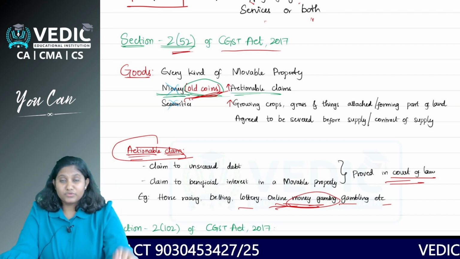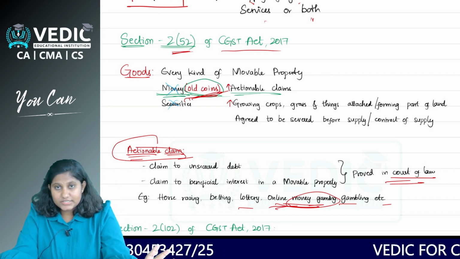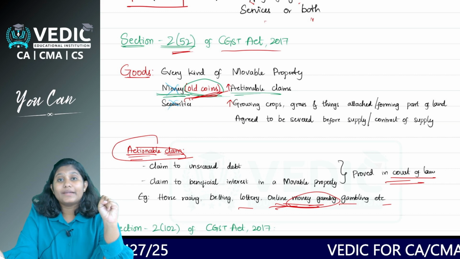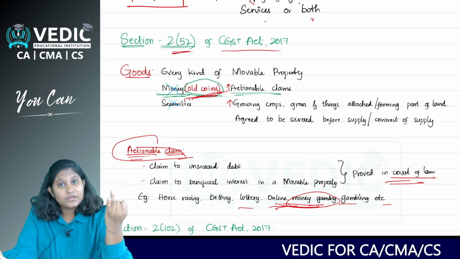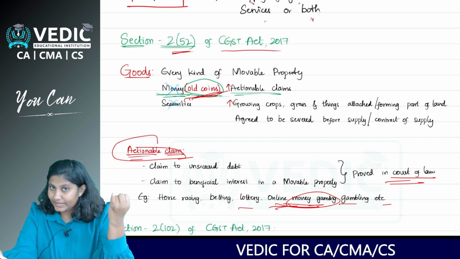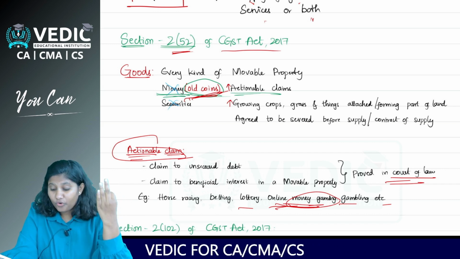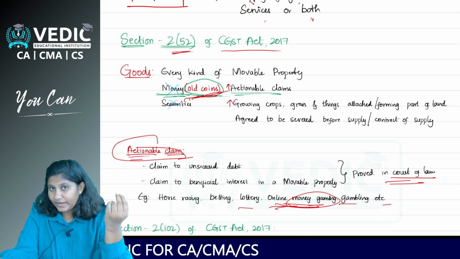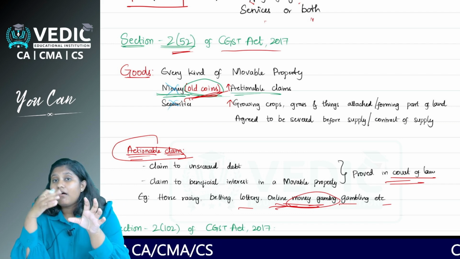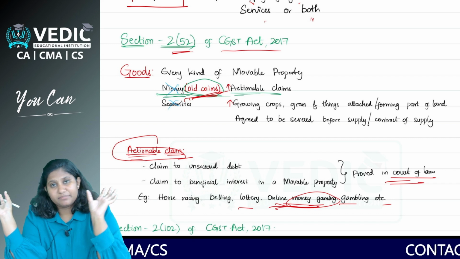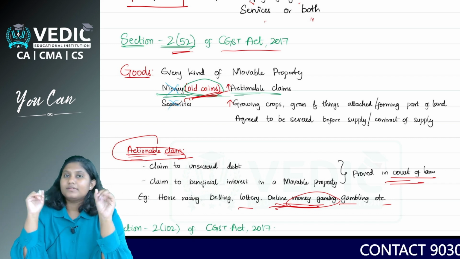So they are also considered as goods. Okay, let's summarize it. What do you mean by goods under GST? Every kind of movable property other than money and securities, but includes actionable claims, growing crops, grass and other things which are attached to or forming part of land, which can be severed before supply or under a contract of supply. Is it clear? So goods is done.